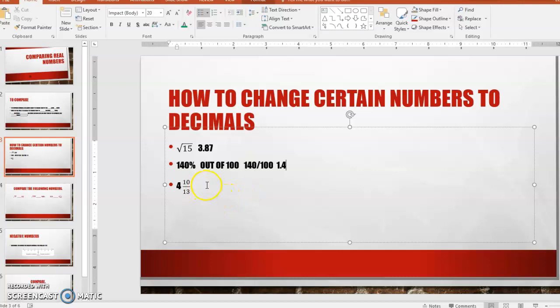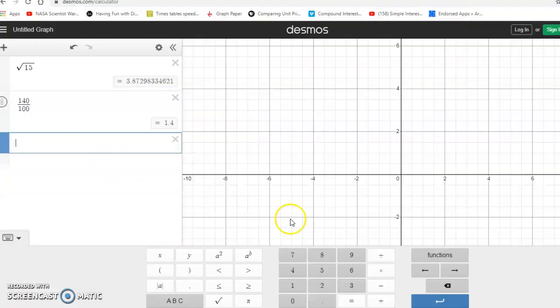Okay, the next one I want to show you is we have a mixed number. I talked about earlier this week how to do this with our calculator, but I want to give you another little suggestion on this. First of all, we know 4 is a whole number, and it's always going to go in front of the decimal. So this number, 4 and 10/13, is always going to be 4 point something. The only part we need to calculate is the fraction, 10/13. So again, I'm going to go back here to my calculator.